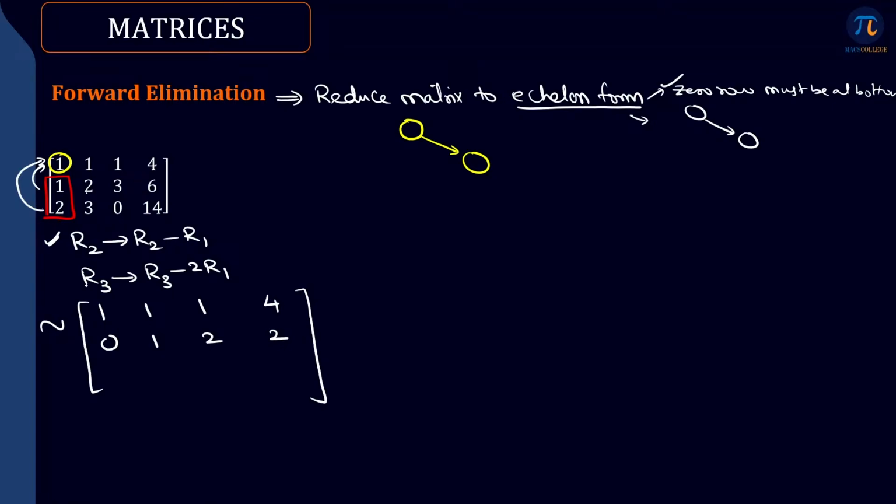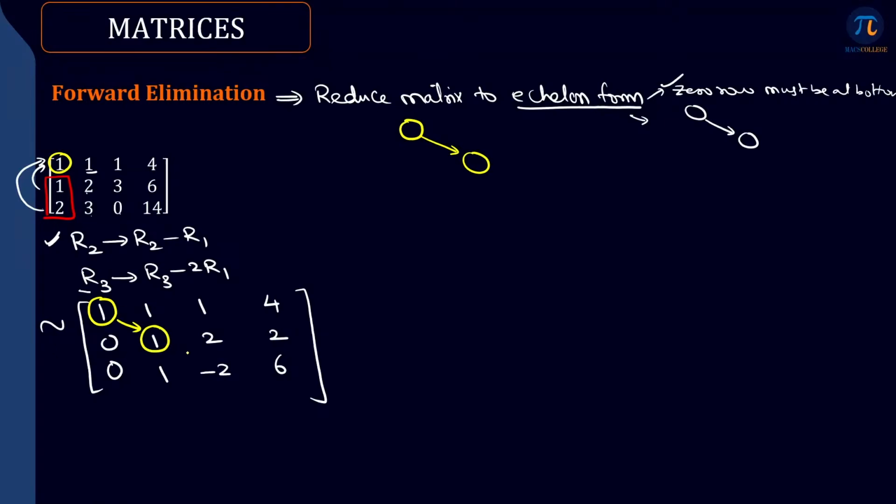Again now R3 is R3 minus 2R1. So 2 minus 2, 0. 3 minus 2 into 1, that is 3 minus 2, which is 1. 0 minus 2 into 1, that is minus 2. 14 minus 4 into 2, that is 14 minus 8, that is 6. And if you observe, this is leading, next leading is to the right side of it. So up to here the condition is satisfied.